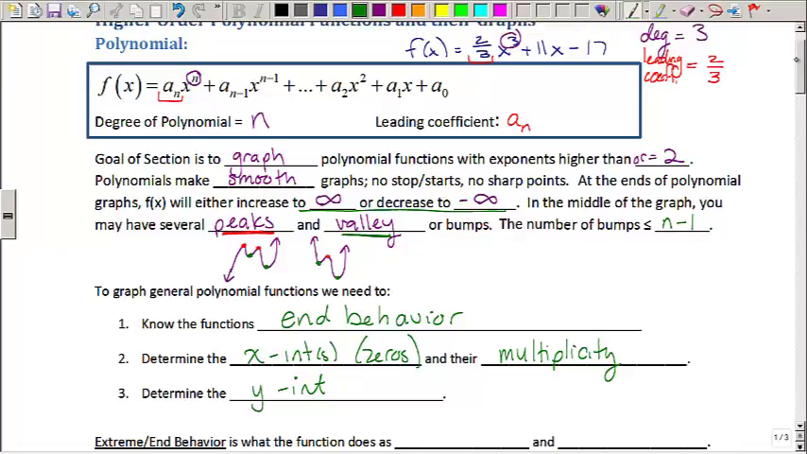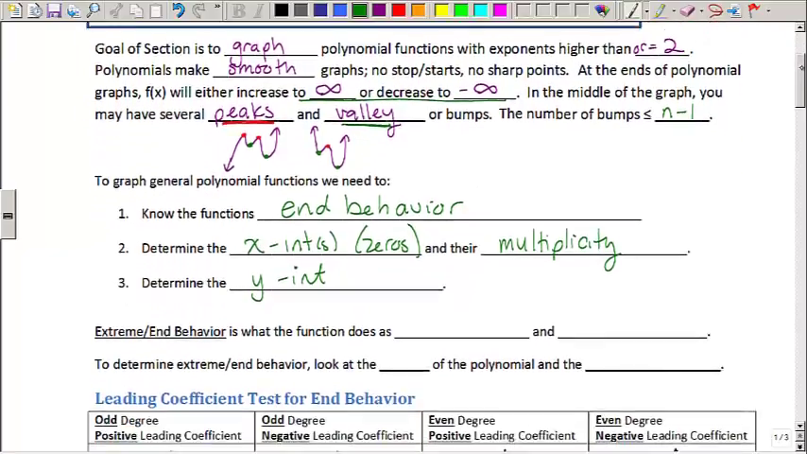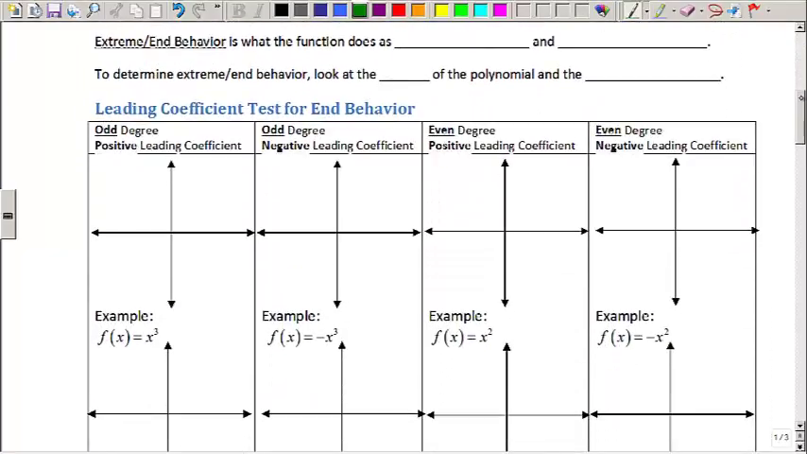So we're going to take a little bit of time to study what end behavior is and how to find end behavior. End behavior is what the function does as x gets very large and as x gets very small.